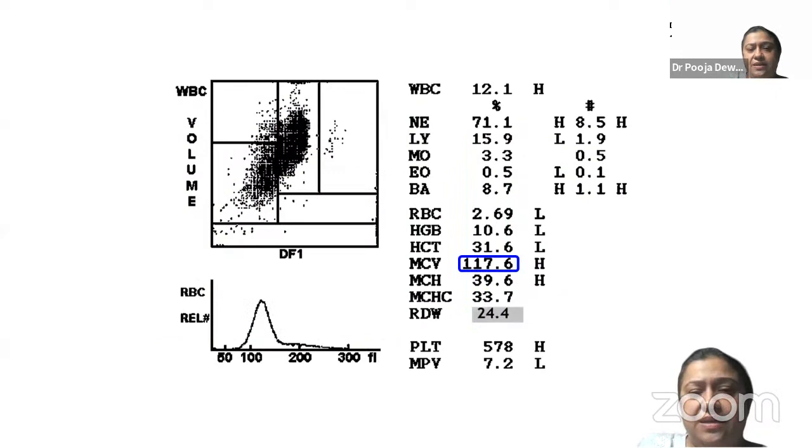Now, this is another CBC from a patient, and you can see that there is a very large size of the RBCs. The MCV is 117. The RDW is again increased to 24.4%. But the WBC count here is normal and the platelet count is also normal. So it is only sometimes that you will get leukopenia and low platelets. In most of the cases, these would be normal.